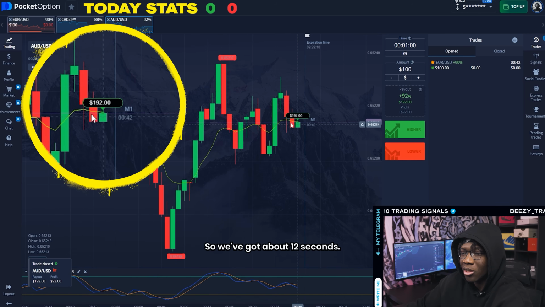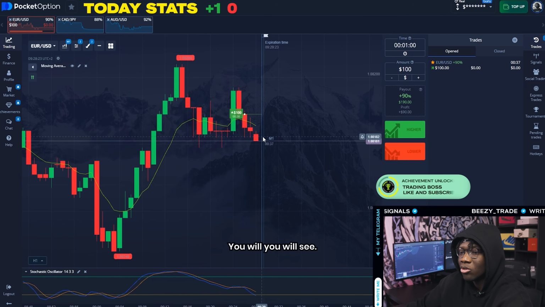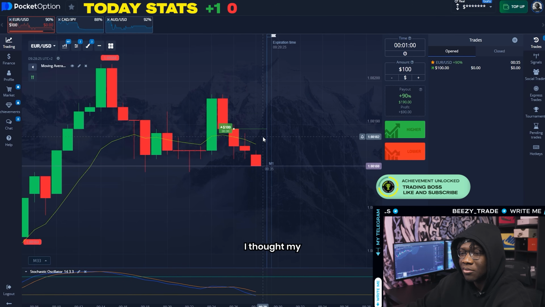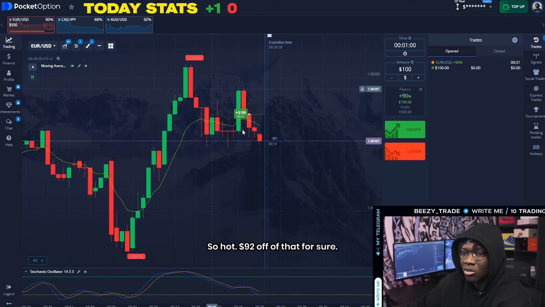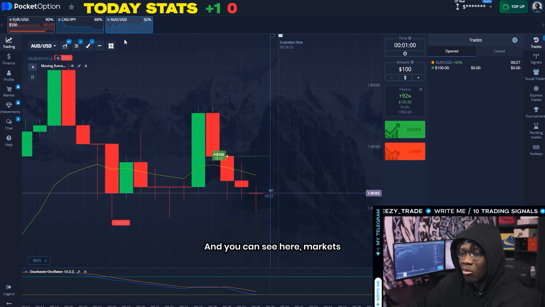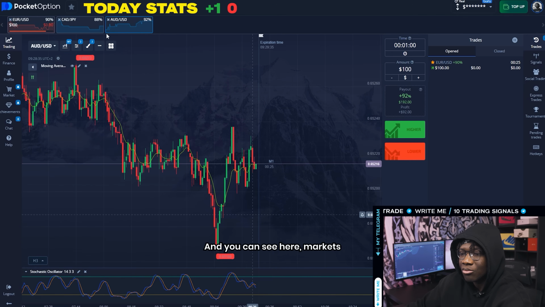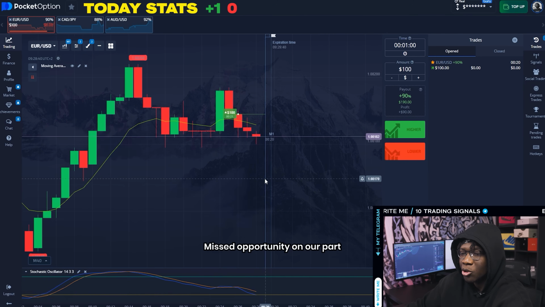So we've got about 12 seconds. I want to go back to my 3 minutes, which is still out of the money. Euro USD. I thought my trade was good. So we got $92 off of that for sure. And you can see here, market drilling all the way back. Missed opportunity on our part.